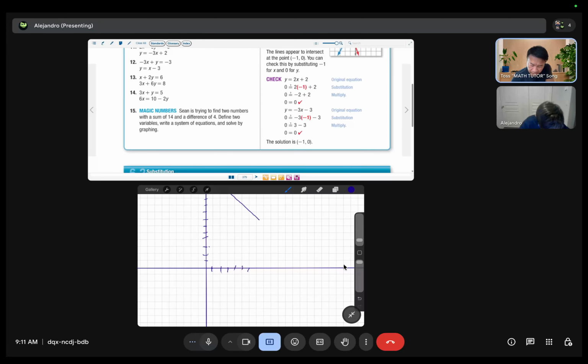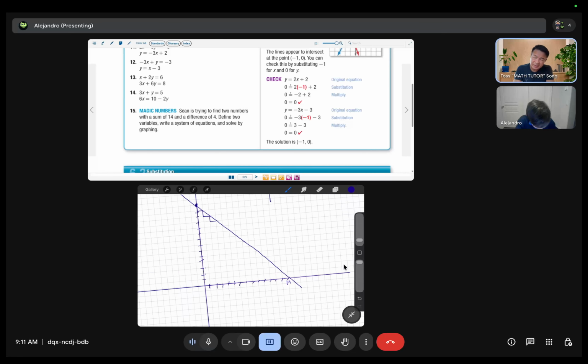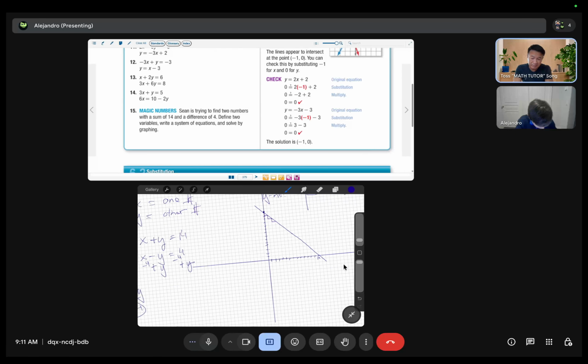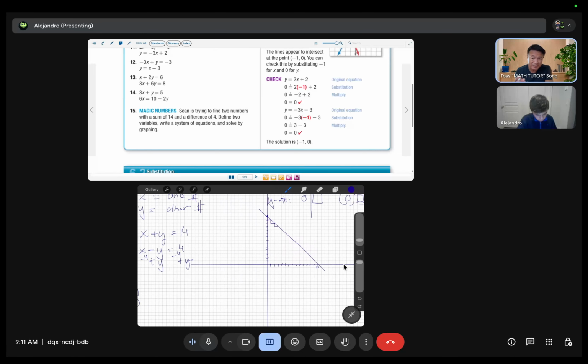1, 2, 3, 4, 5, 6, 7, 8, 9, 10, 11, 12, 13, 14. So here's my 14 over here. So you have to get all the way down like that. But the graphing is kind of awkward because this is not a good function or equation. It's not a good one because it's too big, it's too far. 14 is too far. So if you sketch it by hand, you might not get the actual intersection. I think you can imagine that.